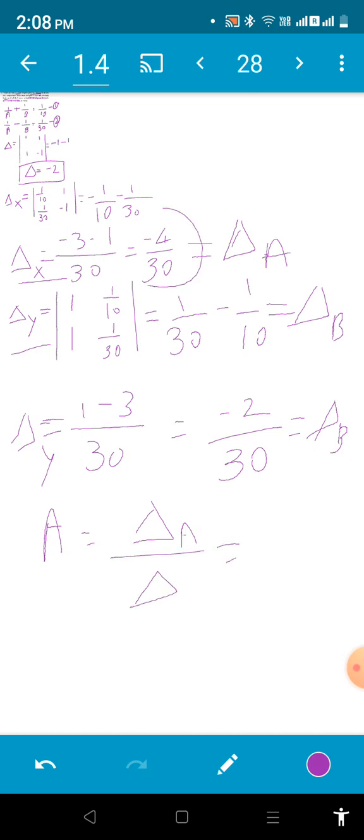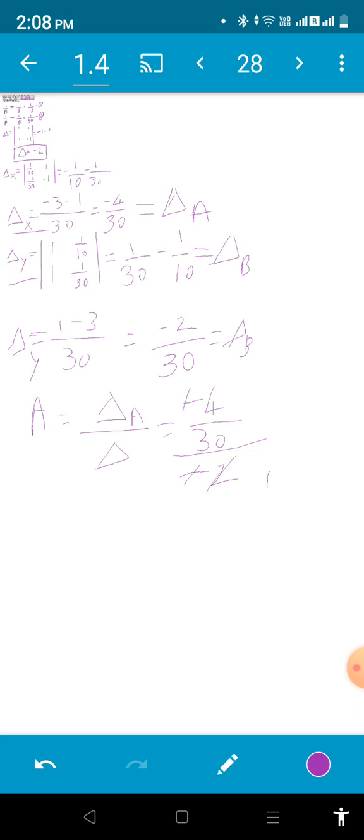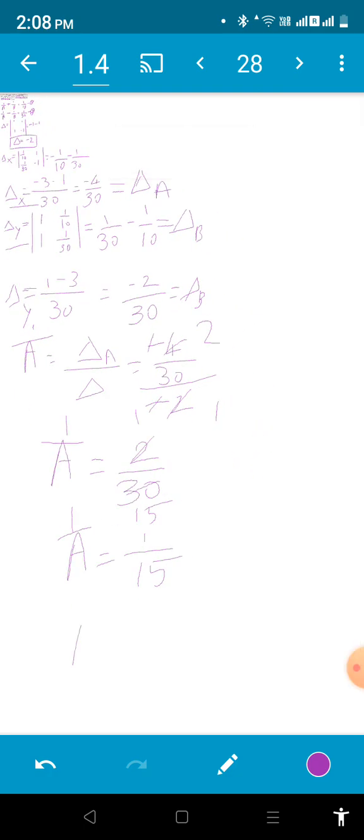So the delta A value is minus 4 by 30, and the delta value is minus 2. I cancel the minus signs, and 1 time 2 times. So 1 by A is equal to 2 by 30. I cancel, 1 time 15 times, so 1 by A is equal to 1 by 15. So A is equal to 15 minutes.